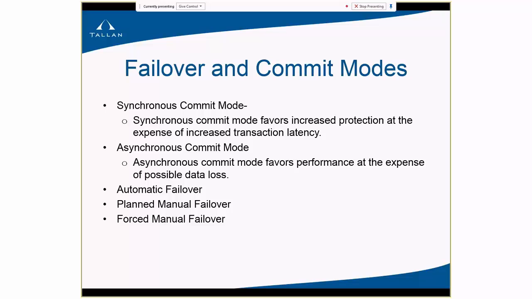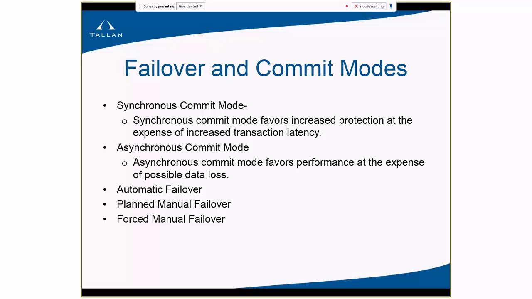Then we have a couple of failover options, right? An automatic failover happens automatically, just like it sounds. The planned manual failover is a failover that's initiated by a DBA, generally for administrative purposes like an upgrade or something like that. And again, there's no data loss in a planned manual failover. We'll compare them all in the next slide, but the automatic failover and the planned manual failover have no data loss.